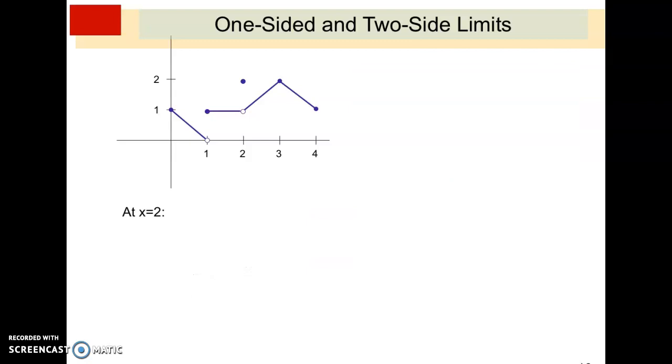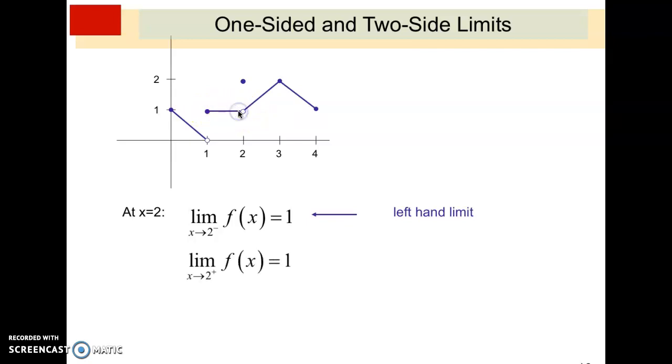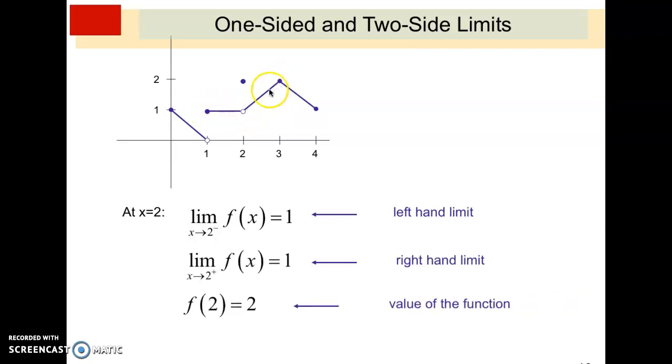Now what about at x equals 2? At x equals 2, as I come in from the left, my targeting value is targeting an output value of 1. Even though the function doesn't have a value there, I'm still targeting an output of 1. As I come in from the right, my value is targeting, again, 1. The value of the function is the solid dot up here at x equals 2, but it really doesn't matter what the value of the function is because a limit is simply a targeting value.